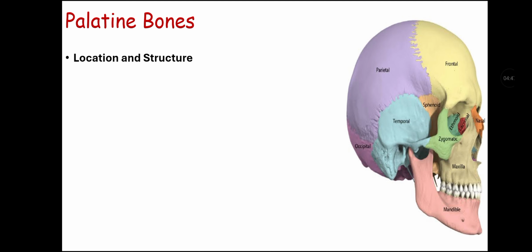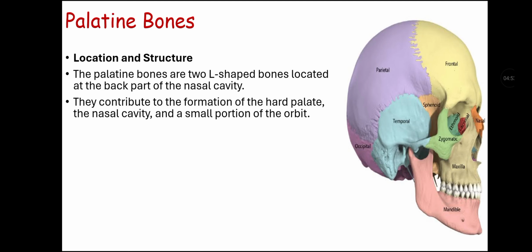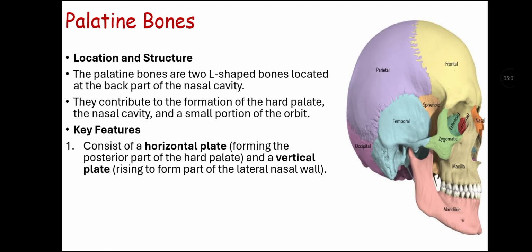Next is palatine bone. Location and structure: palatine bones are 2 L-shaped bones located at the back part of the nasal cavity. They contribute to the formation of the hard palate, the nasal cavity, and a small portion of the orbit. Key features of palatine bone: they consist of a horizontal plate that forms the posterior part of the hard palate, and a vertical plate that rises from that part to form the lateral nasal wall.